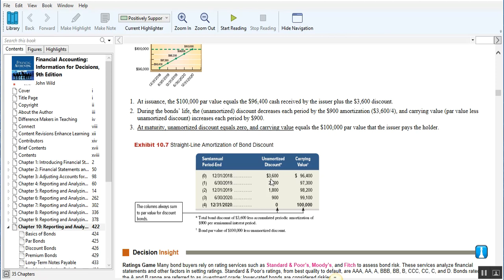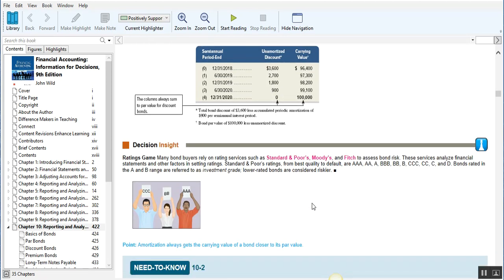So here you start with $3,600 in discount. After the first 6 months, you add $900 onto the carrying value and subtract it from the discount. After another 6 months, you do the same thing, and another 6 months, you do the same thing. So what this amortization schedule really does is it gradually recognizes the using up of that discount, or the recognition of that interest expense that is inherent in the discount.